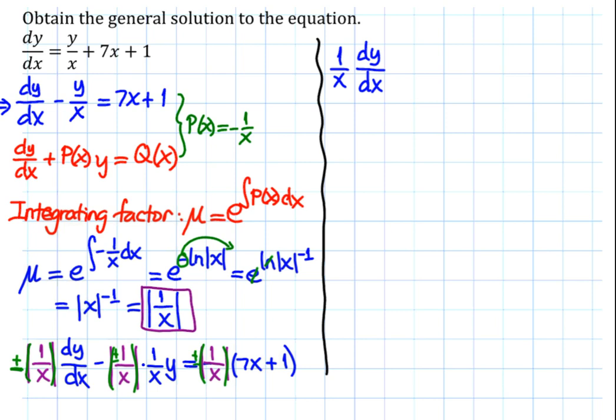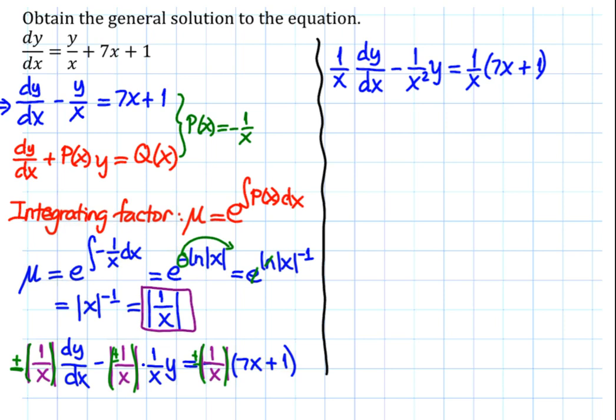And that minus 1 over x squared y, and we have 1 over x on the other side, 7x plus 1. Again, if we have plus or minus on both sides, we cancel, and so it doesn't really matter whether we have absolute values or not. I just cancel out on both sides anyway. So that's what we have here.